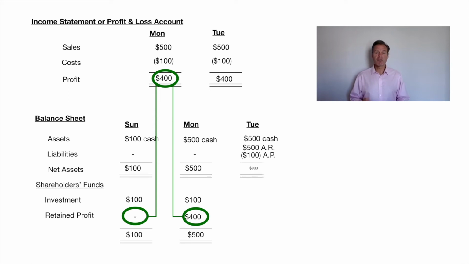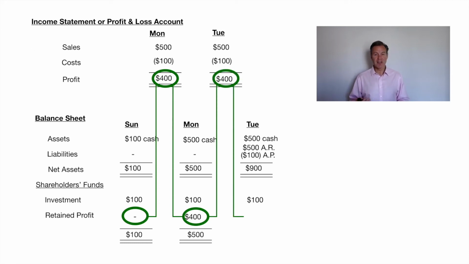And what about the original investment? Well, it's still $100. And as for the retained profit, we started the day with $400. We went out, we traded, we made another $400 in profit. We haven't paid any dividends, and therefore we owe $800 to the shareholders. 800 plus 100 is 900. The balance sheet balances.